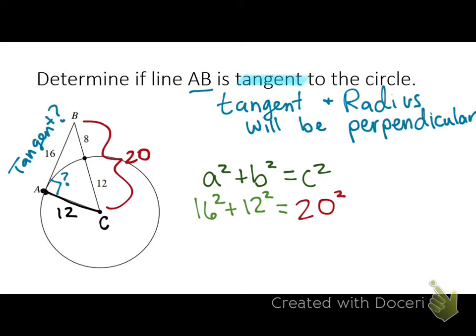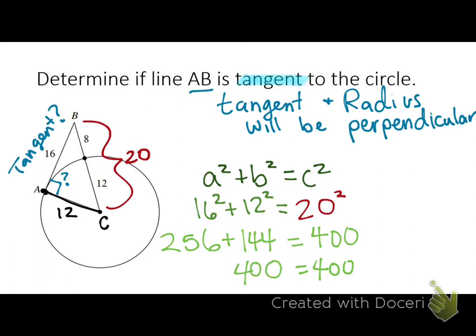So now we want to see if the left equals the right. If it does, then yes, it's tangent. If it does not, then it is not tangent. 16 squared is 256. What is 12 squared? 144. And then 20 squared, 400. What is 256 plus 144? 400. So is this line tangent? Yes. So your answer is yes.